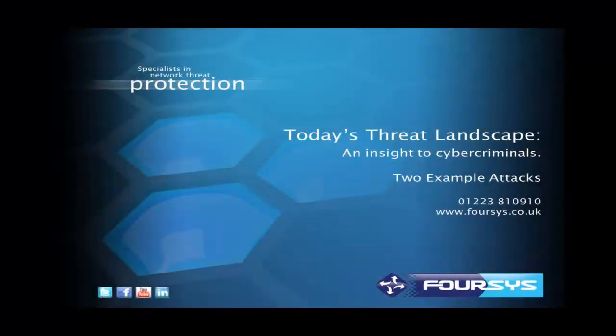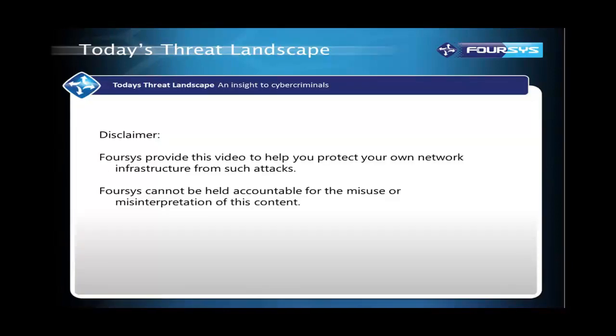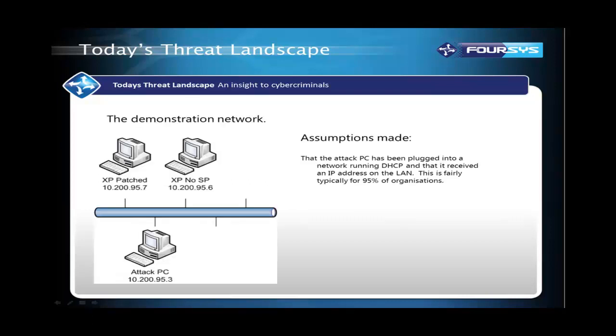To today's threat landscape. We're going to look at two sample attacks against machines we've set up on a demonstration network. These two machines are going to be XP computers, one which is largely service pack up to date and one which isn't. In this example, we've got a little network set up, and on this demonstration network these machines are DHCP allocated IP addresses, and our attacker PC is going to represent a machine coming onto the network, being plugged into the network via a cable and getting an address.